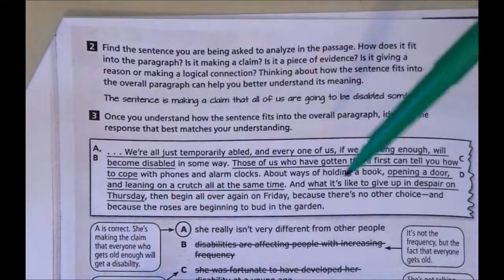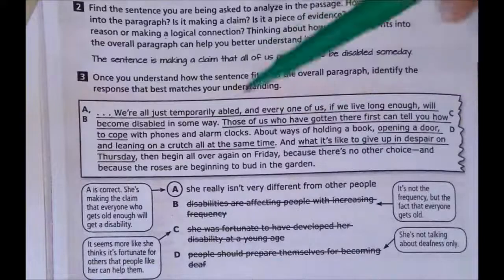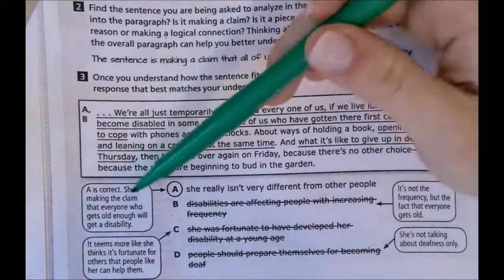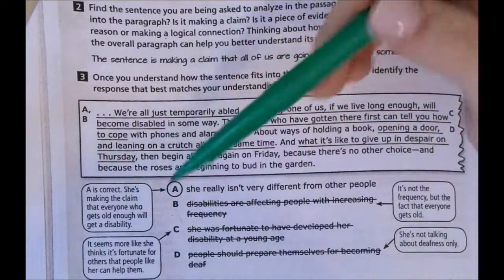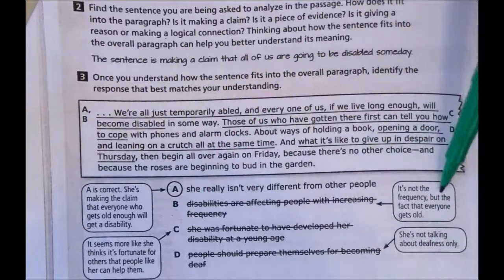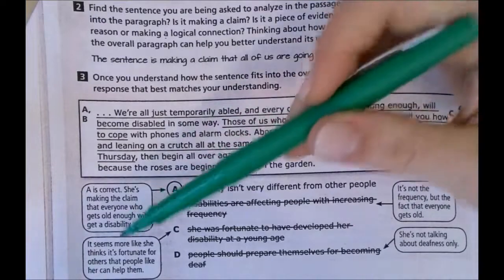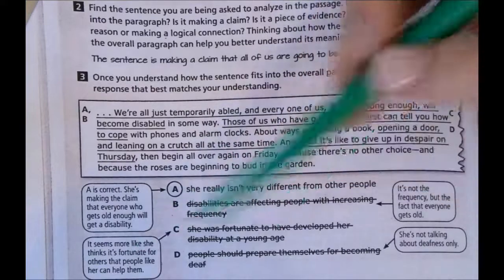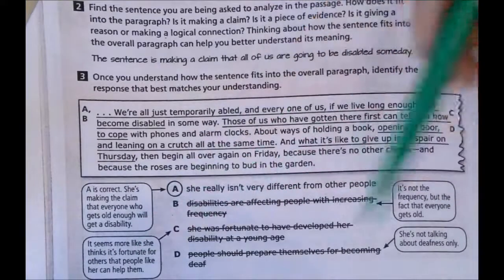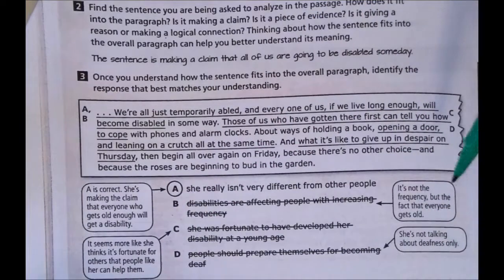A is correct, so we did get it right, even though we said it was logic. So A, she's making the claim that everyone who gets old enough will get a disability. Okay? B, not the frequency. So we were correct in crossing out frequency. C, she doesn't feel fortunate. She thinks that other people are fortunate. And then D, she's not only talking about deafness. So we both came to the same conclusion.